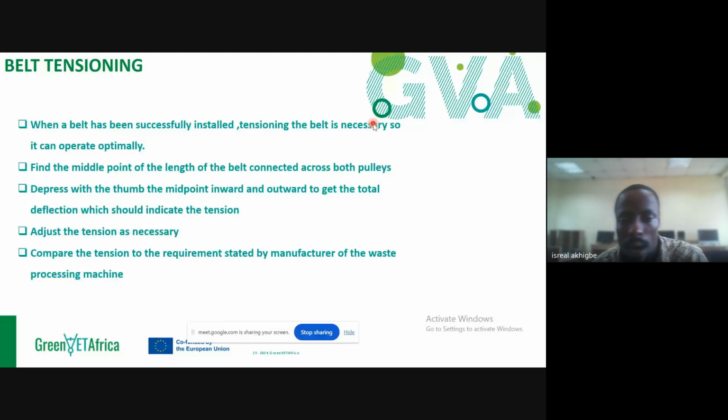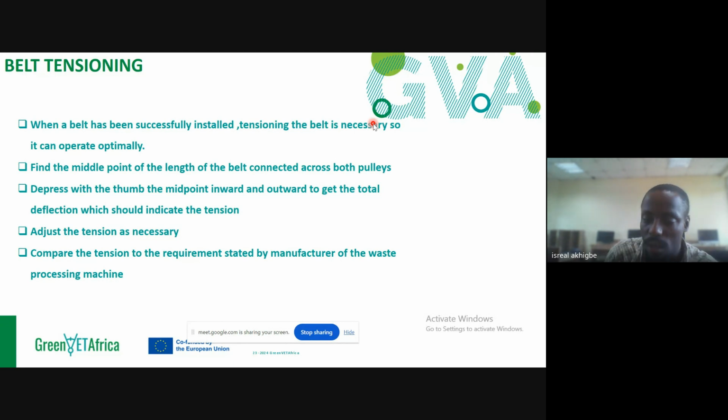Now, how do you do this tensioning? Remember that we're talking about the center distance. Like I explained before, with two pulleys, you find their center, reducing the center. By their center, you can adjust it to the initial length. So you will now find the middle point of that belt by noting the distance. When you find the middle point that is connected across both pulleys, you depress it with your thumb at that midpoint, inward and outward, to get the total deflection, which should indicate the tension.